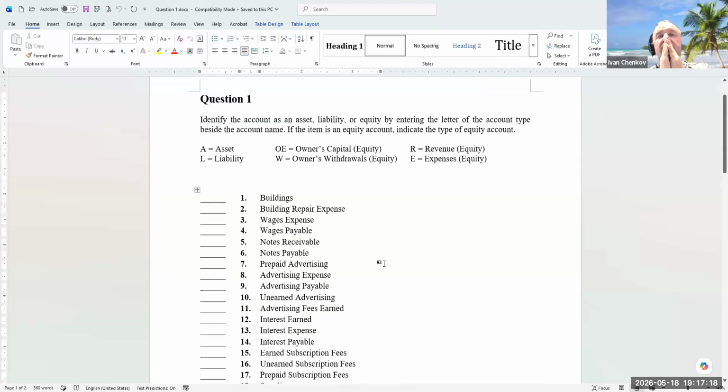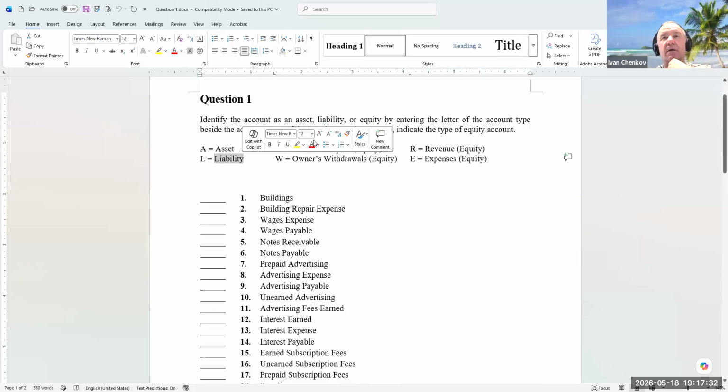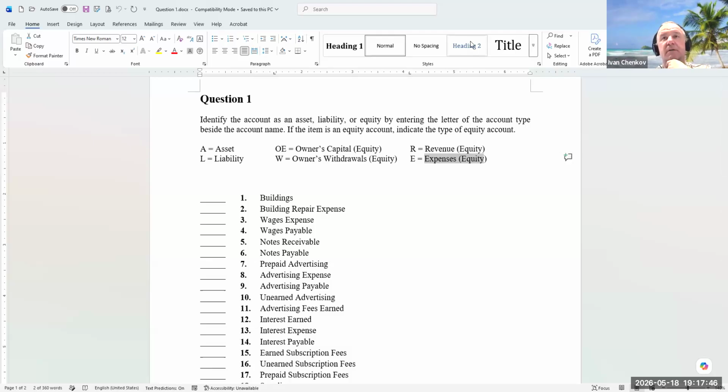So what this question asks you, we're going to have different types of accounts. For each name of the account, what you need to do is identify: does it belong to asset? Does it belong to liability? Does it belong to owner's capital? Does it belong to the owner's withdrawal? Does it belong to revenue? Or does it belong to expenses? That's our objective here. I believe we did it last time, but let's do it again.